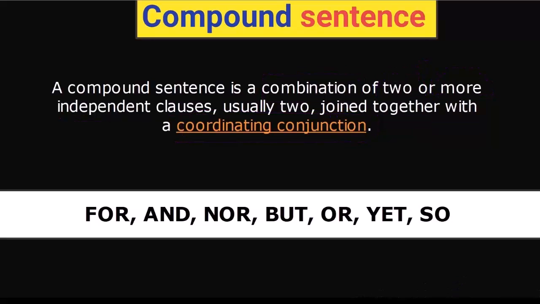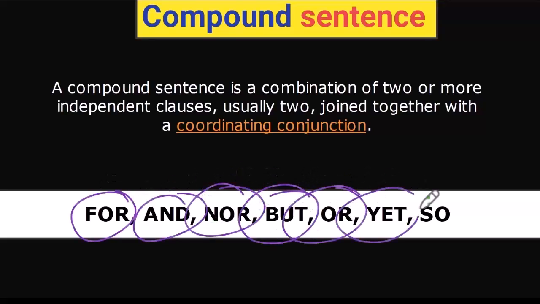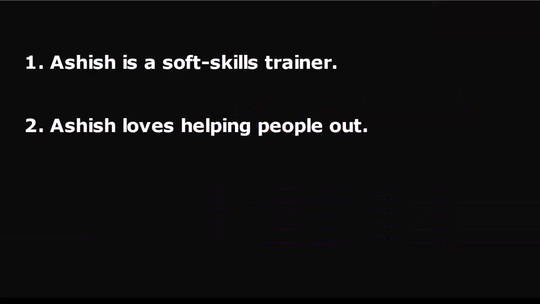Now, what are coordinating conjunctions? These are coordinating conjunctions. We have 7 coordinating conjunctions: for, and, nor, but, or, yet, so. There is actually a trick to remember these, which is the word FANBOYS. F for, A and, N nor, B but, O or, Y yet, S so. Okay. Now let's take some examples and understand how to use compound sentences.